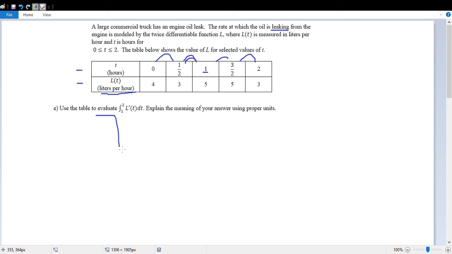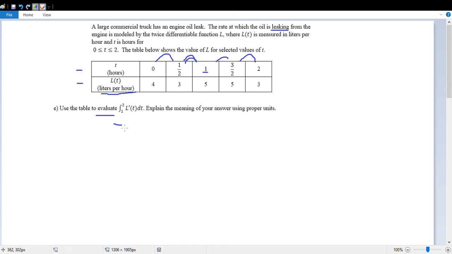Notice that word there. That word does not say estimate. It says evaluate. So for some reason, you're supposed to be able to get the exact value of this integral given a table. Okay, so that's to make you think I'm not using a Riemann sum. Notice they also didn't say to use a trapezoid, left, right, or anything like that, because you shouldn't need to. Notice that the integral is not of L, but of L prime.